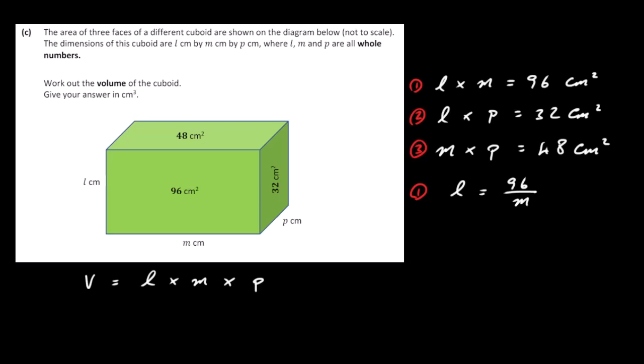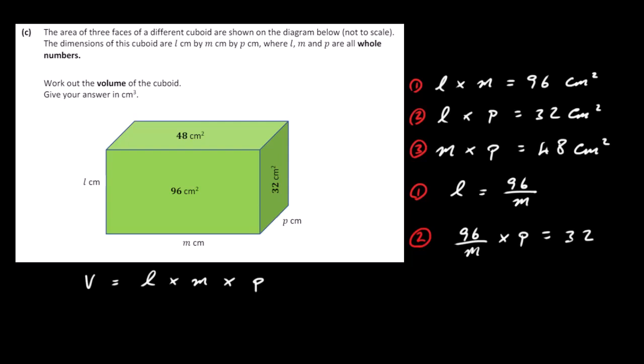So what I'm going to do then is put that into equation 2. So I'm going to take equation 2 now, and I'm going to put that in instead of L. So I'm going to have 96 over m times p is equal to 32. Now the reason I did that is because I now have an equation with p and m in it, and I can see that the third equation has a p and an m in it as well.